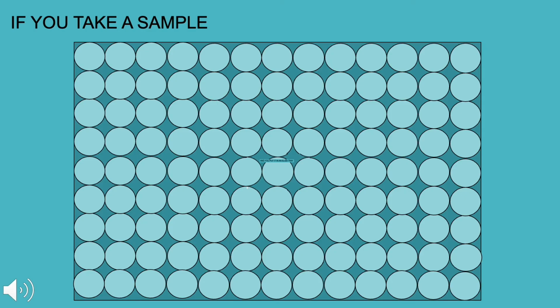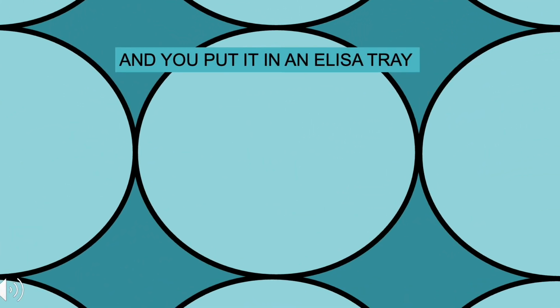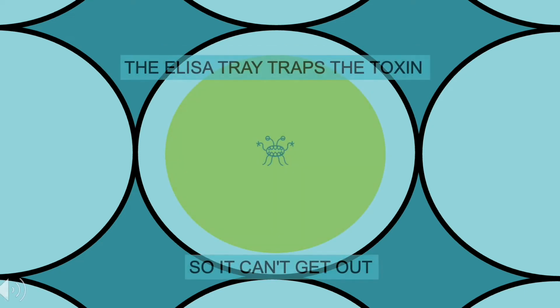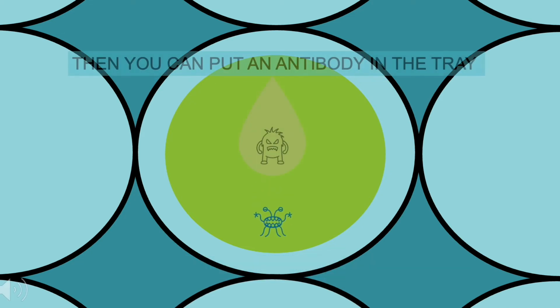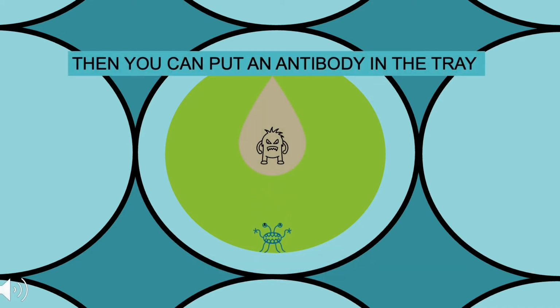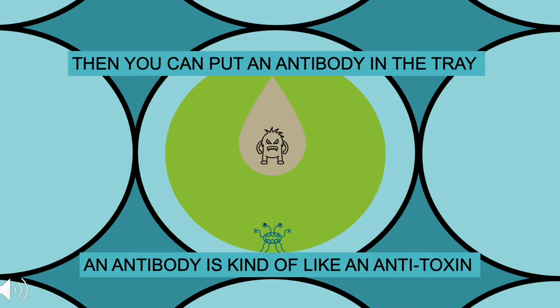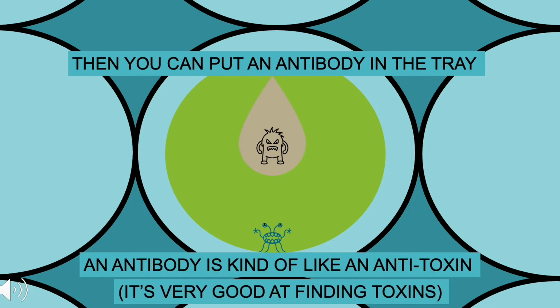If you take a sample and you put it in an ELISA tray, the ELISA tray traps the toxin, so it can't get out. Then you can put an antibody in the tray. An antibody is kind of like an antitoxin. It's very good at finding toxins.